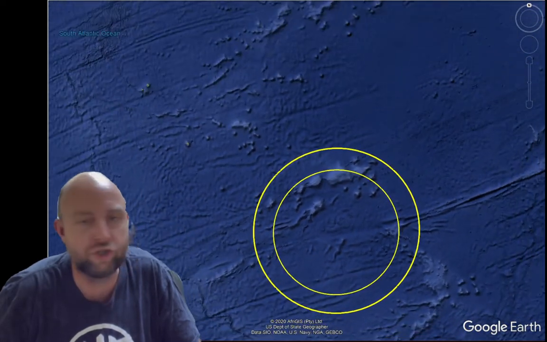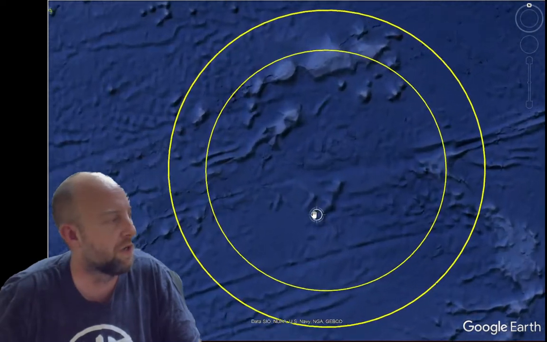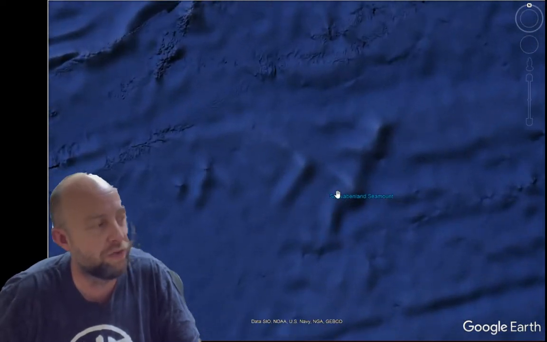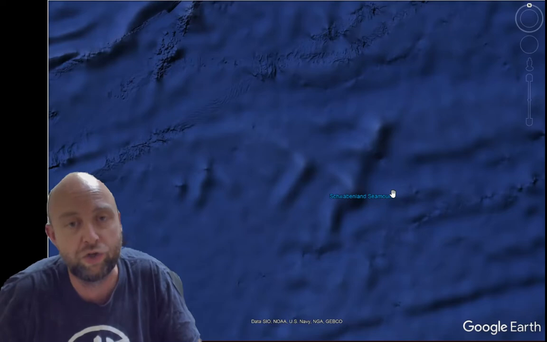Nope, not showing it. So if you zoom in onto the map, you can see a name comes up, and it's called the Schwabenland Seamount. And can you guess who named it that? It was the Nazi expedition.